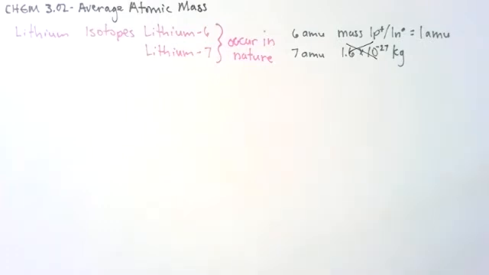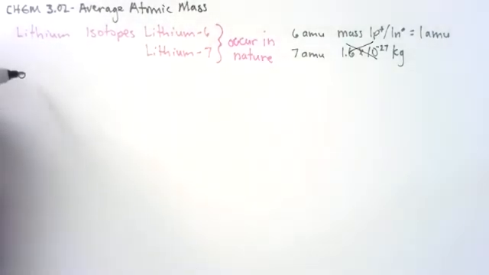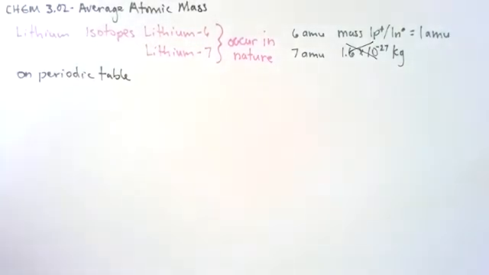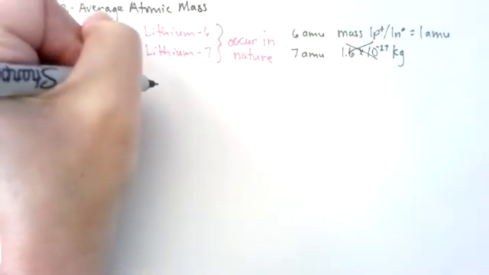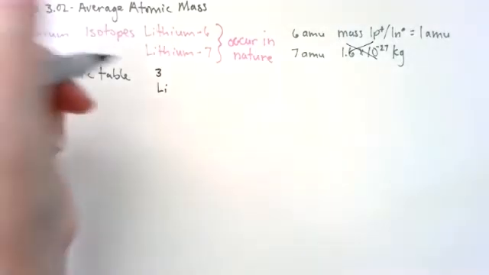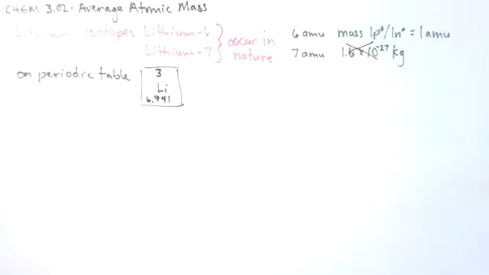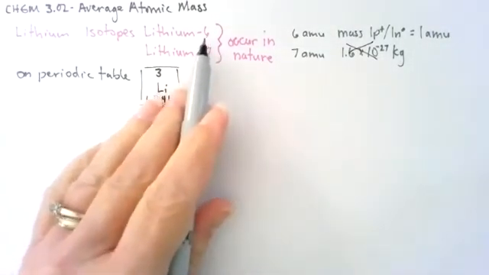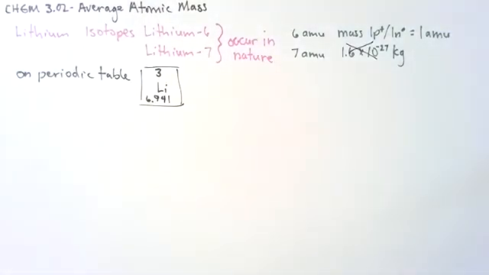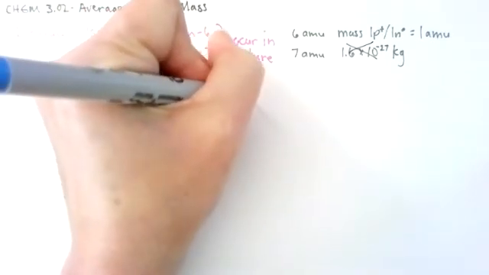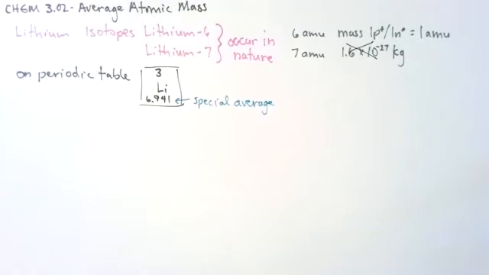Well, if you look at the periodic table, so go ahead and take a look at your periodic table and find the atomic mass for lithium. So on the periodic table, it'll say Li, it'll say 3, so if this is your box, and then it's going to say 6.941. What? I thought my masses were 6 and 7. Well, it turns out that on the periodic table, we have a special average called a weighted average.